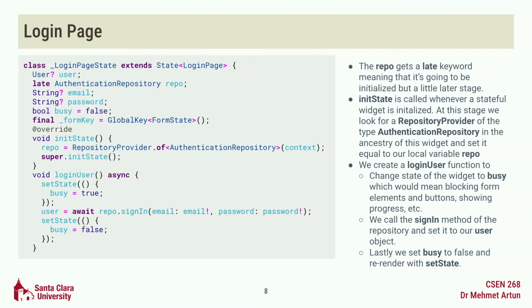Yes? In regards to the context, is the context like the parent widget of this widget? No, context is basically the whole widget tree. So you're looking all the way to the top of the app. Okay? It's multiple widgets in the widget tree, and the context is basically that entire line, and you search in the entire line until you get the first repository provider of the type authentication repository. Okay?